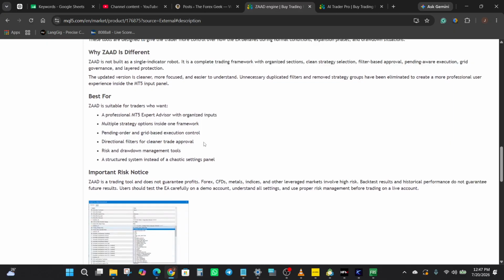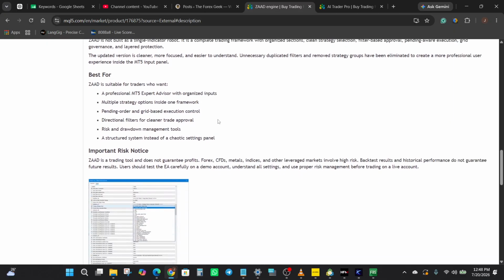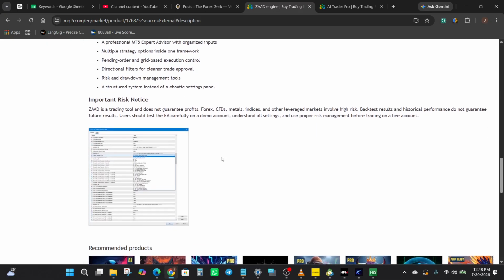All right, so we can see here ZAAD is suitable for traders who want a professional MT5 expert advisor with organized inputs, multiple strategy options inside one framework, pending order and grid-based execution control, directional filters for cleaner trade approval, risk and drawdown management tools, and a structured system instead of a chaotic settings panel.